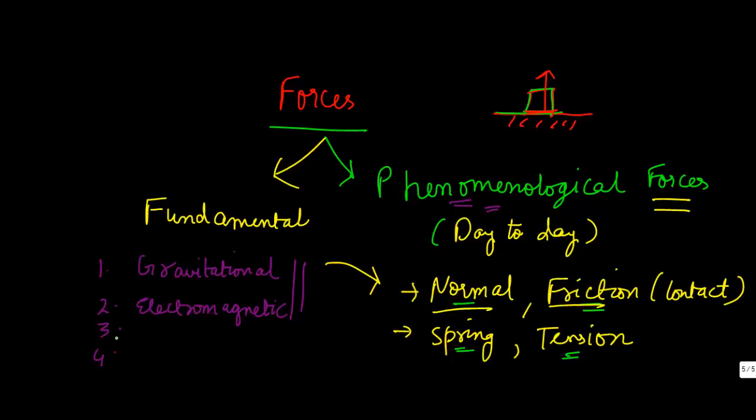The third and fourth are the strong and weak nuclear forces. Right now we are not going to make use of them. These are responsible for some nuclear phenomena which we will learn later. Right now what we are concerned about is the gravitational and the electromagnetic force. So let me tell you a little bit about them.